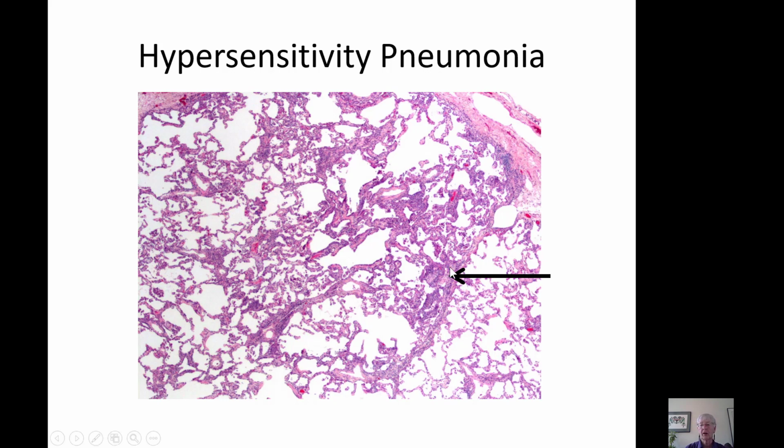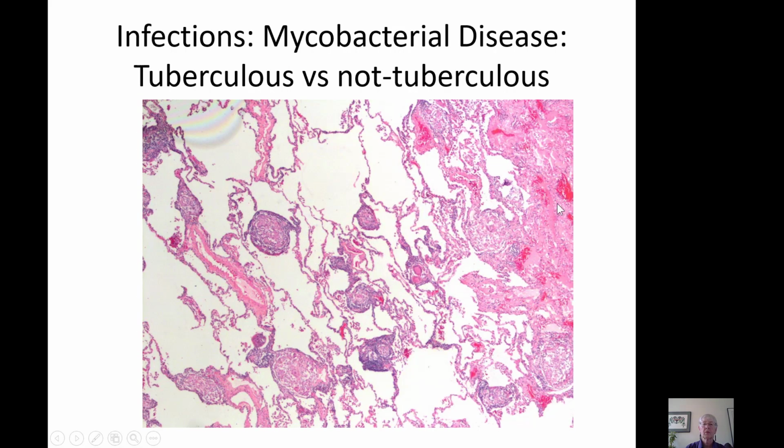You can see here's a granuloma which is right next to this venous septum. Hypersensitivity pneumonia is often associated with a lymphoplasmacytic interstitial inflammation. The granulomata in hypersensitivity pneumonia can be both interstitial and within the air spaces.